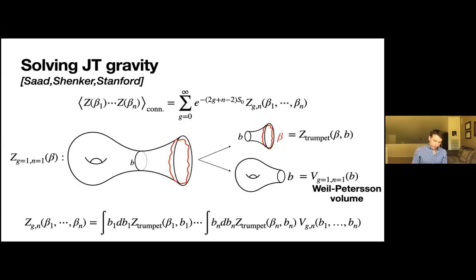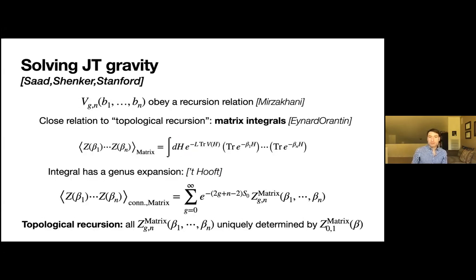Okay. So this is only as useful as these volumes. So we need to know what these volumes are. But fortunately, a great deal is known about these that we can extract from the literature. So Mirzakhani discovered, or showed, that these things obey a recursion relation. This is going to be the key tool in understanding this sum over topologies.